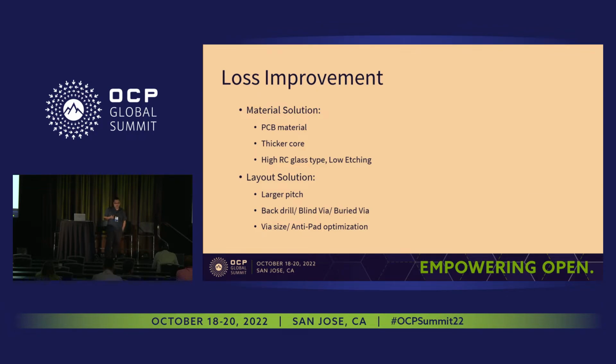And the next one, via size and anti-pad optimization, can also lower the signal loss, and it will decrease the reflection of the signal and make the signal loss lower. So with all these strategies considered, you can have an SI guaranteed and channel loss guaranteed PCB. So that's how we do it on our UBB solution for V1.0.